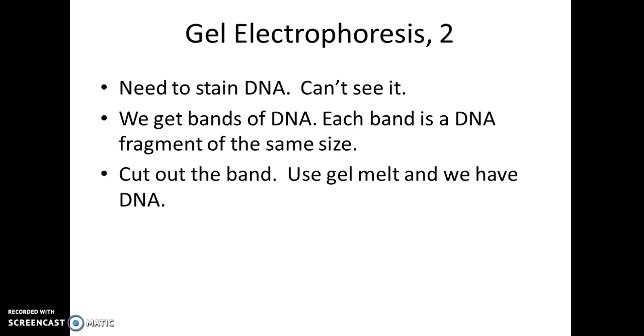When we're all said and done, we need to stain DNA because we can't see it with our eyes. We will end up with bands of DNA, and each band is a DNA fragment of the same size. We can cut the band out of the agar and use a solution called gel melt, which will melt the gel, and therefore we will have the DNA.